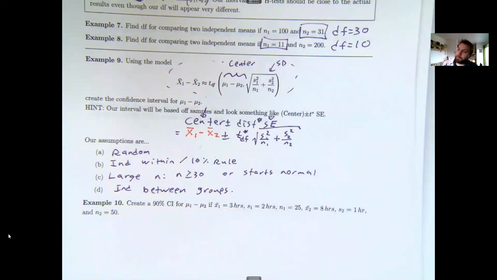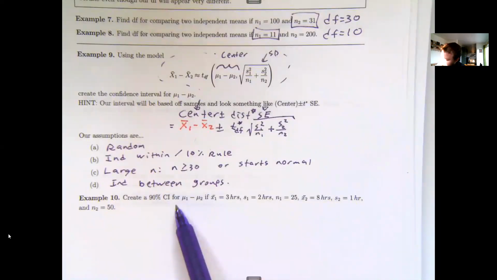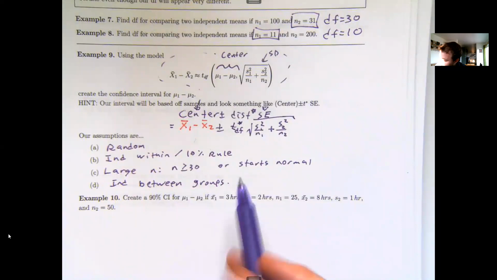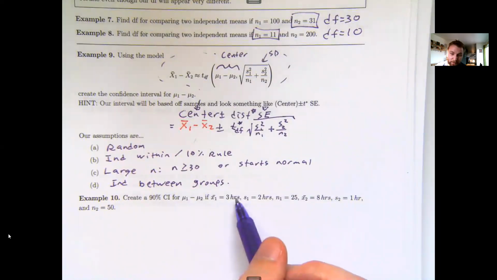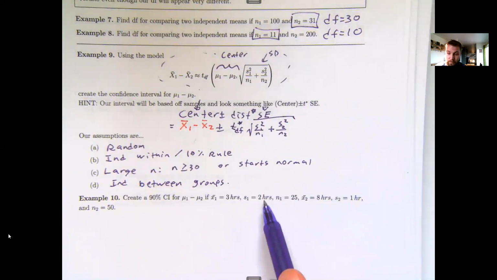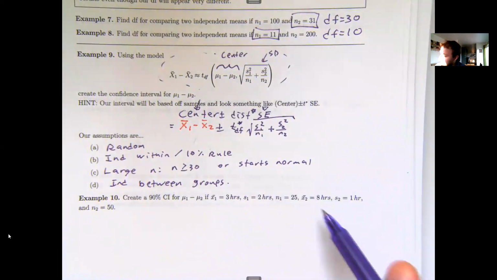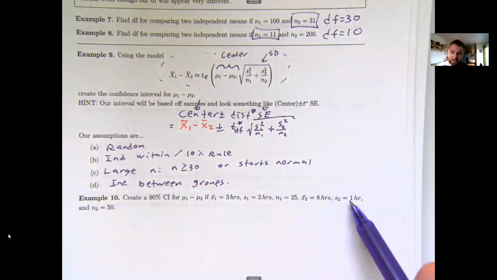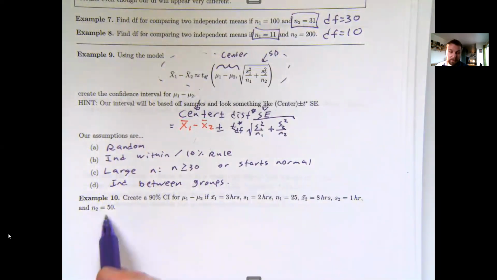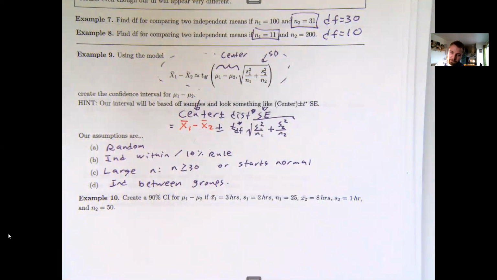So let's look at an example of this from start to finish just to see how everything lines up. It says create a 90% confidence interval for mu1 minus mu2. The first sample average is 3, standard deviation 2, 25 samples. The second average is 8 hours, standard deviation 1, and sample size of 50. So I'm just going to come up with the template first. And I find that it really helps to just take the model that I had for one average and do it twice.